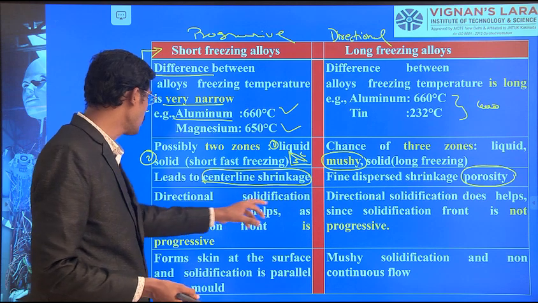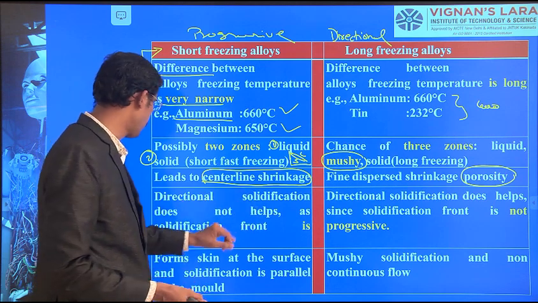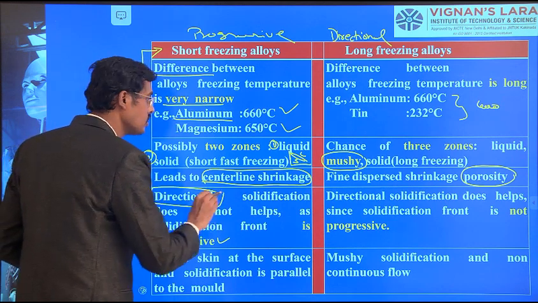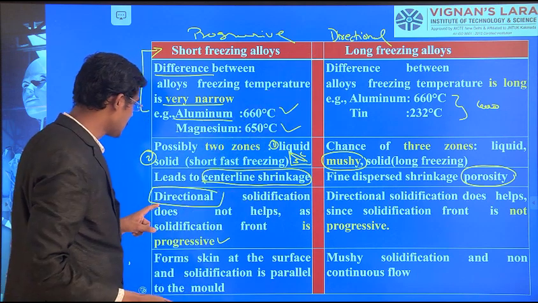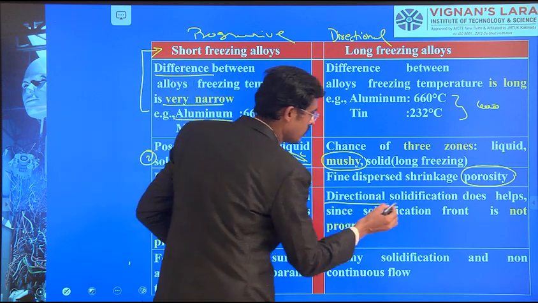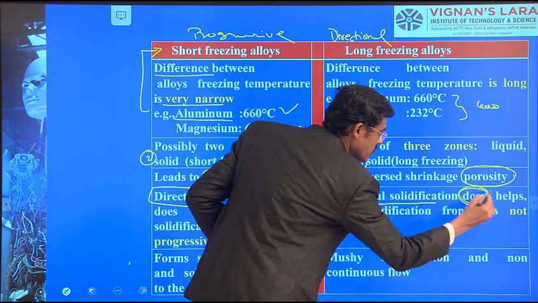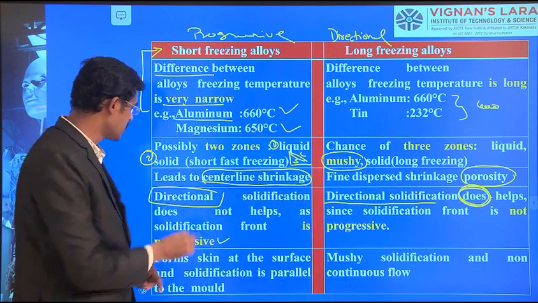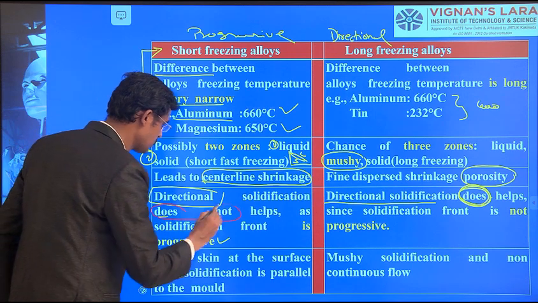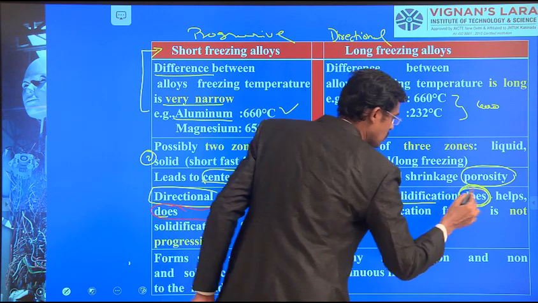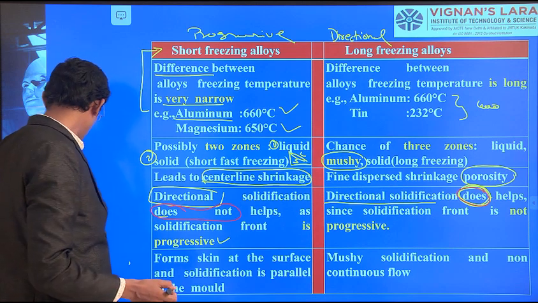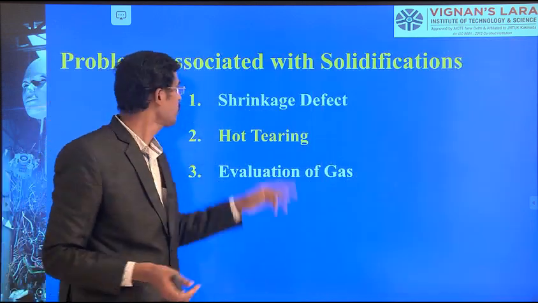Next point: directional solidification does not help. Our solidification front is progressive. This directional word belongs to the long freezing alloys. Here I have written directional solidification does, but here directional solidification does not. Long range is directional, short range is progressive. Right? This is how we have to understand the formation of shrinkage defects.